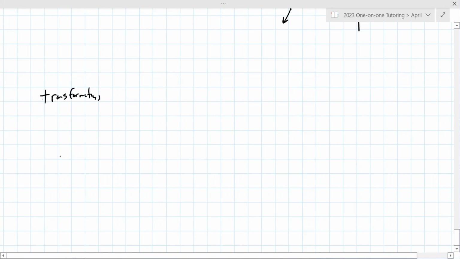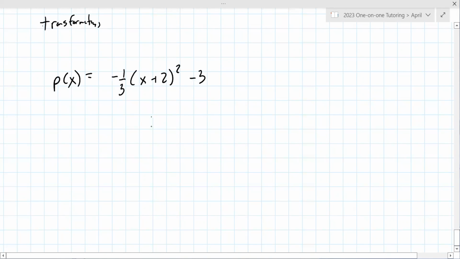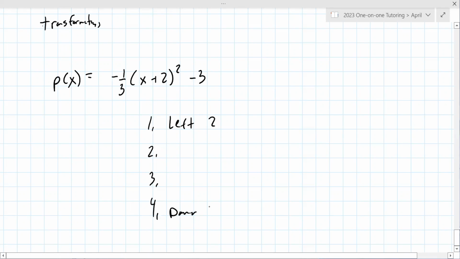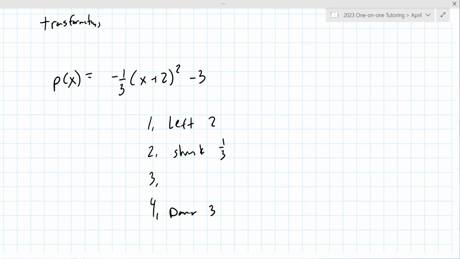Let's go P of X equals -1/3 (X plus 2) squared minus 3. So there are 4 transformations here, if you can think about those. So to the left 2, down 3. This is a vertical shrink by a factor of 1/3, and reflected over the x-axis.